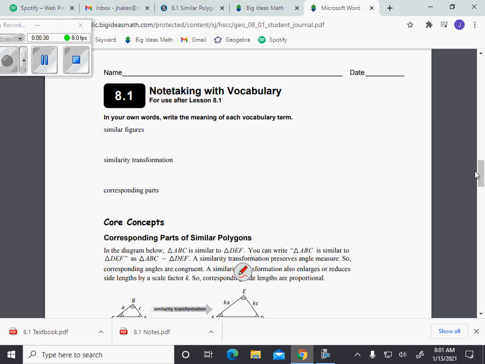Similar figures are the same shape but not necessarily the same size. Okay, same shape but not necessarily the same size.